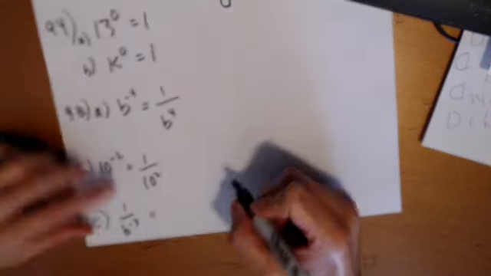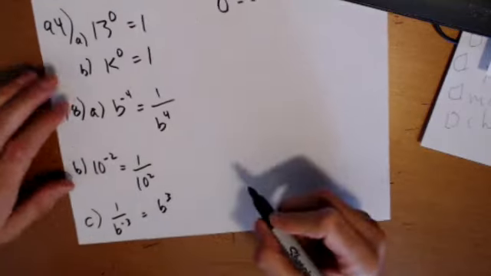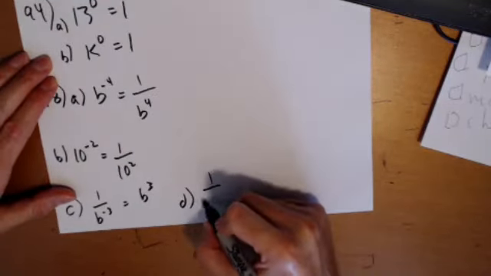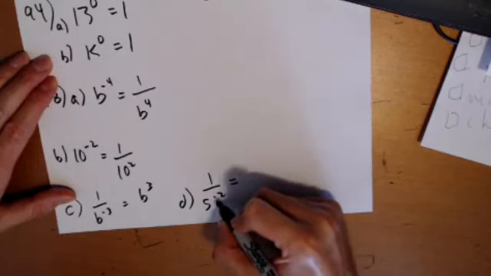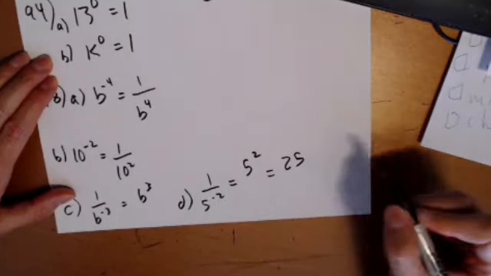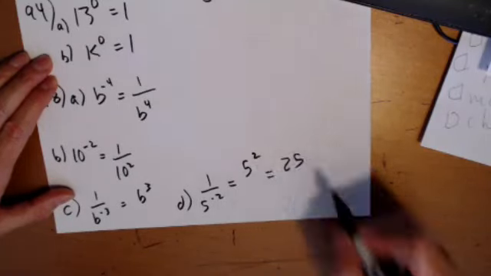Oh, it's negative downstairs, bring it upstairs, b to the positive 3. And question D, 1 over 5 to the negative 2. It's downstairs, bring it upstairs, make it 5 to the positive 2, which cleans up to 25. So you clean it up if the numbers are manageable.